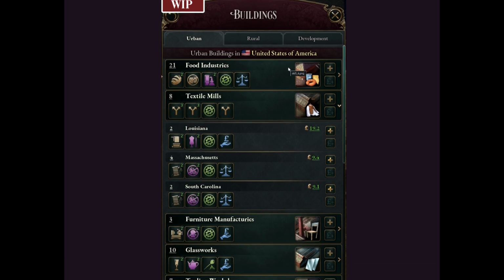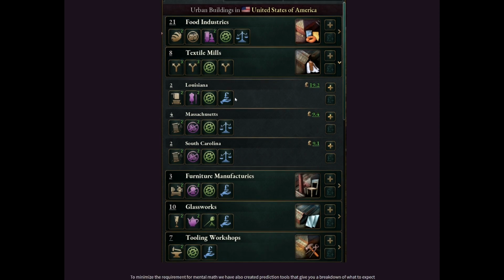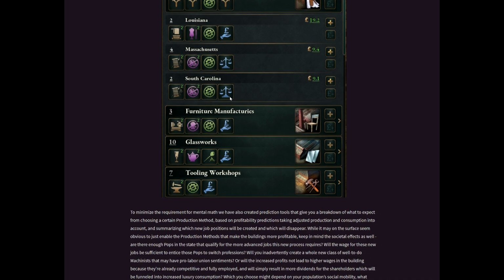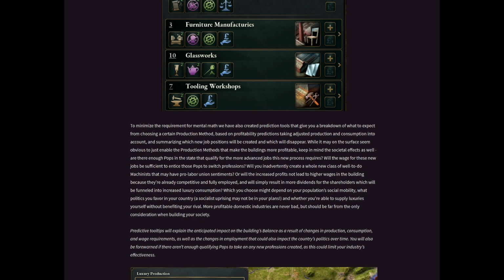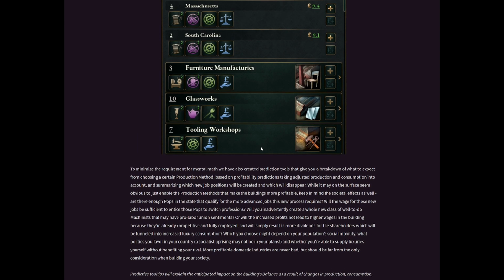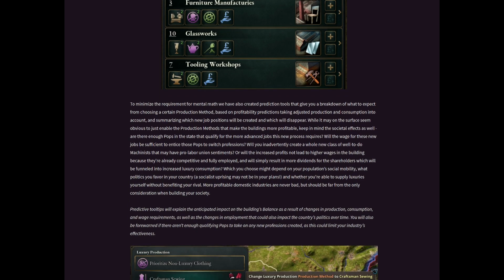You can go massively into detail if you want, or you can just choose the macroeconomic approach if you want to do that too. So, minimizing the requirement for mental math, they've also created prediction tools. We have seen that in the previous dev diary. They give you a breakdown of what to expect from choosing a certain production method. We have seen that from the expected market price, but there's also a preview for the production methods based on profitability predictions, taking adjusted production and consumption into account, summarizing which new job positions will be created, which will disappear.